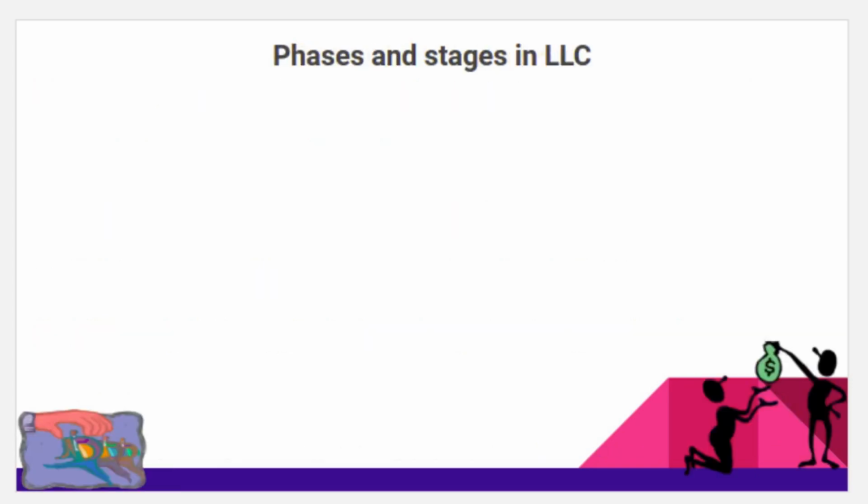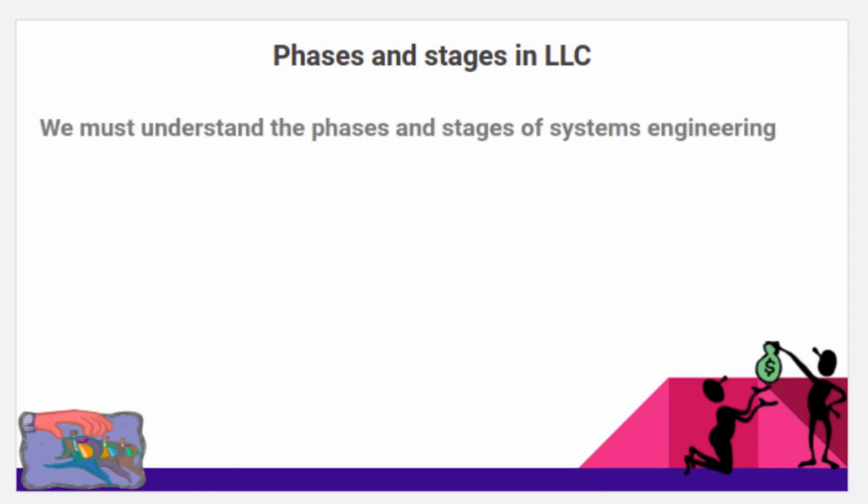So to understand how an LCC analysis works, first we must understand the phases and stages of system engineering or system development. Generally, the LCC estimate may be categorized into a simplified format for the major phases of acquisition, operation, and phase out or disposal and their respective stages. Let's begin with the first phase, that is the acquisition phase. In the acquisition phase, all the activities prior to the delivery of the product and service are carried out.